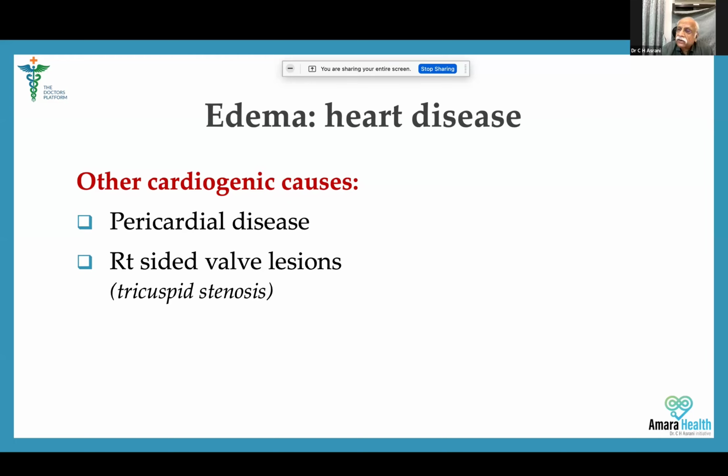Right-sided valve lesion, tricuspid stenosis. Nowadays, everybody uses 2D echo to diagnose valvular disease. You hear a murmur, immediately send for 2D echo. Cor pulmonale, right heart failure in a respiratory problem. COPD giving rise to cor pulmonale, right heart failure.